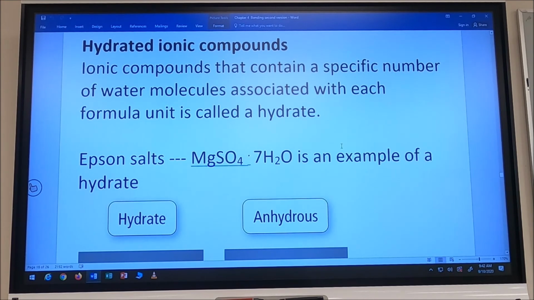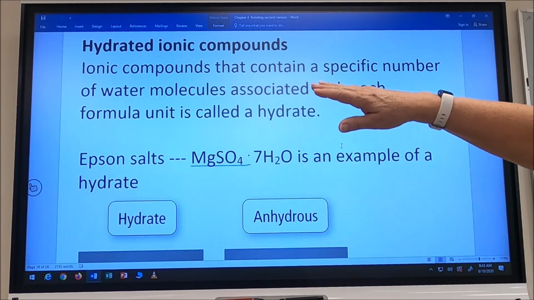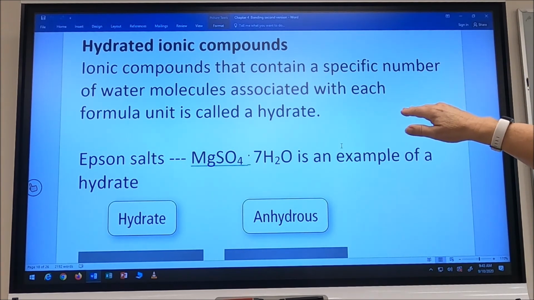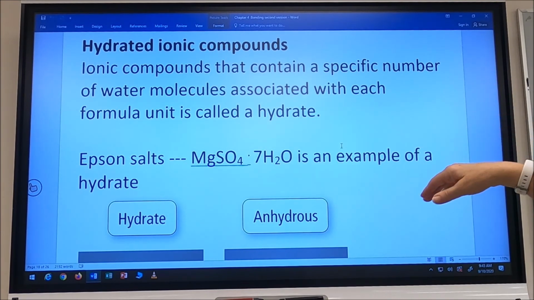Now, the last thing that we have to deal with in ionic compounds and naming is what are called hydrated ionic compounds. You know, in your day-to-day life, if you hydrate, you're drinking water, you're consuming water. So a hydrated ionic compound is an ionic compound that has water molecules associated with it. They're water molecules that squeeze in between the ions in the solid ionic compound. So it's an ionic compound that contains a specific number of water molecules associated with each formula unit, and it's called a hydrate.